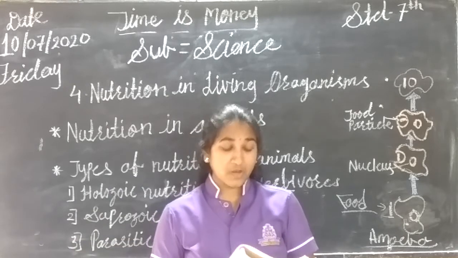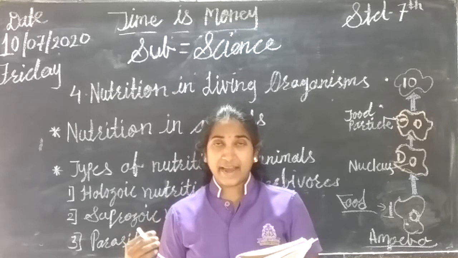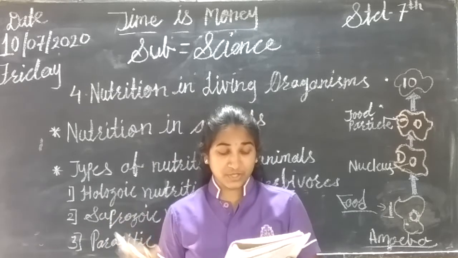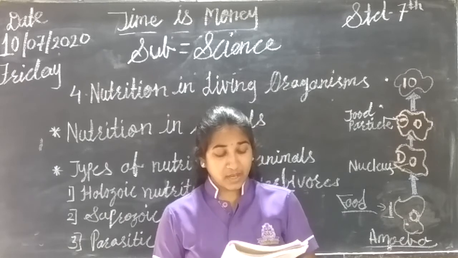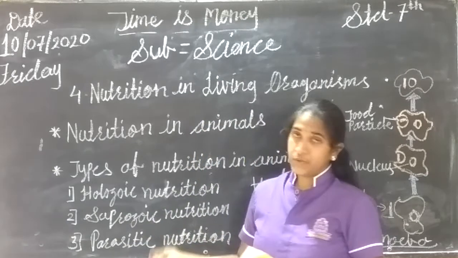What is the example of this saprozoic nutrition? House flies, ants and spiders are examples of saprozoic nutrition. Then next is the parasitic nutrition. Our third type is parasitic nutrition.